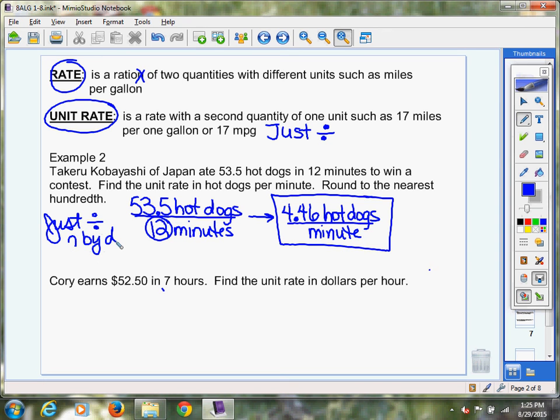Okay? So I'm going to leave this next one for you about Corey. Corey earns $52.50 in 7 hours of work. Find the unit rate in dollars per hour. So you figure that one out, find the unit rate, and if you have any questions, bring those to class.